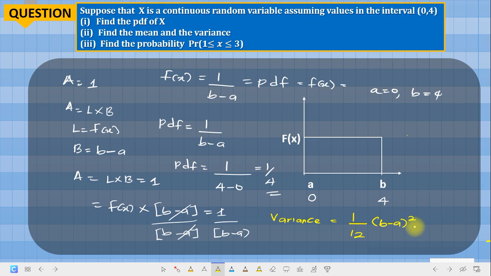Now this will be equal to, if you substitute in our parameters, 1 over 12 bracket what? b is 4 minus a is 0, squared. So this becomes 1 over 12 bracket 4 minus 0, which is 4 squared. And 1 over 12 times 4 squared is what? 16. So this becomes 1 times 16 is 16 over 12, and 16 over 12 gives us the answer, which is 1.33. So our variance is equal to 1.33. That's our variance, 1.33. Have we gotten the variance as 1.33?